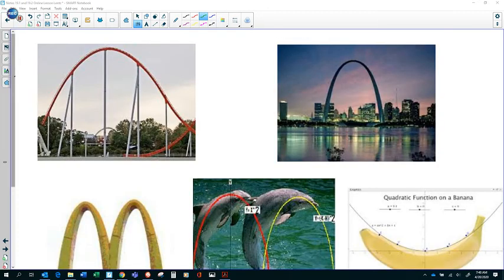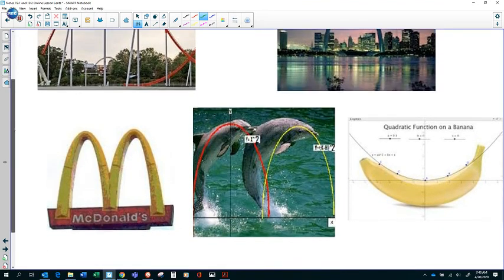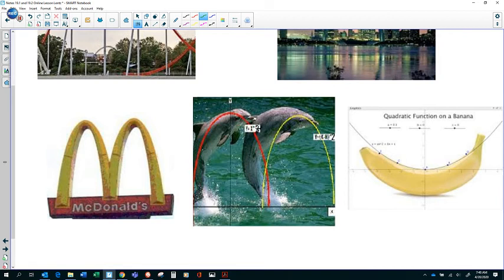Here are a couple real-world images of parabolas. A roller coaster, obviously, the arch, and the famous arch of the McDonald's sign, the arch that dolphins make when they jump out of the water and go back in, and of course a banana.